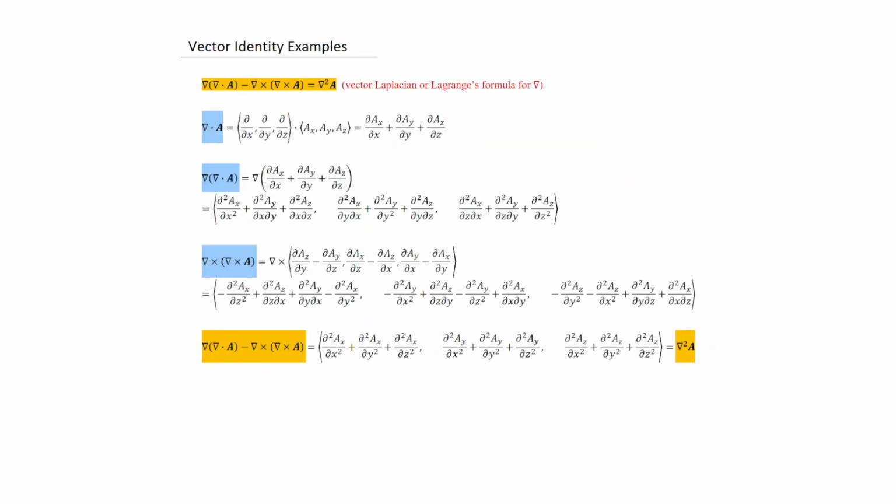All right, a couple more. This is the vector Laplacian, or what they call Lagrange's formula for the delta, the Nabla symbol here. So let's take the gradient of the divergence. This is a scalar. This is a gradient operating on a scalar, which is a vector, minus the curl of the curl of A. And this is more or less a Laplacian operating on A.